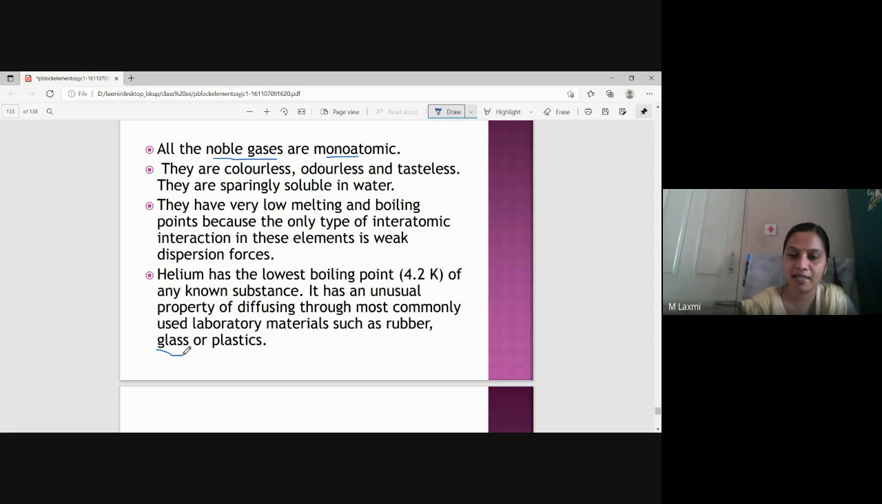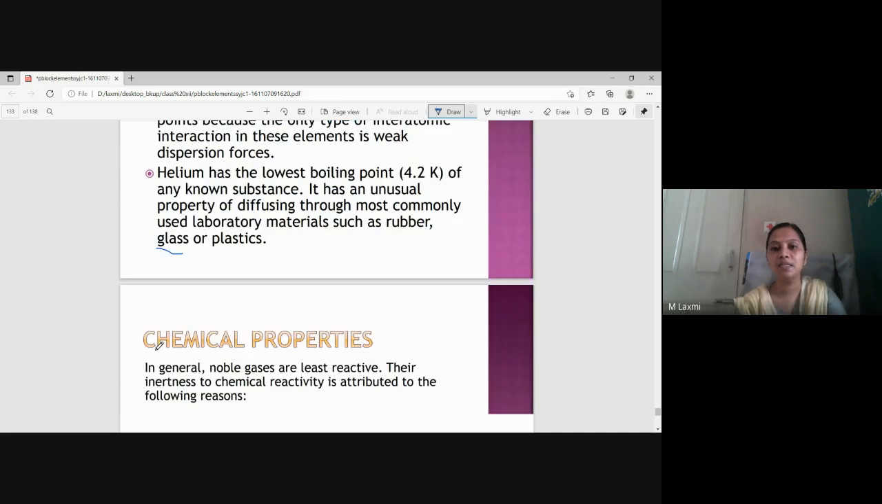If you pour acid, strongest acid, weakest acid, almost all chemicals will be inert. Not only chemicals, even food grade substances stored in the glass do not react with the glass. So that is most preferably used. But here, because of its very low boiling point, helium will try to diffuse through glass, plastic, as well as rubber.